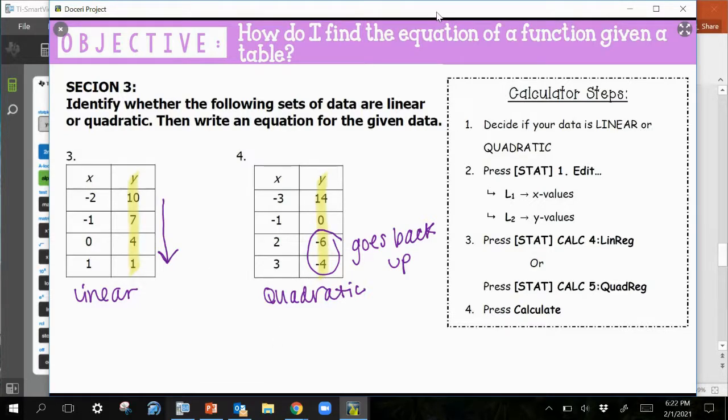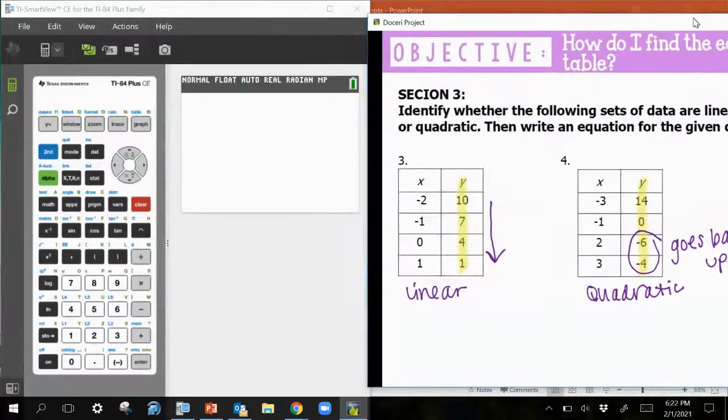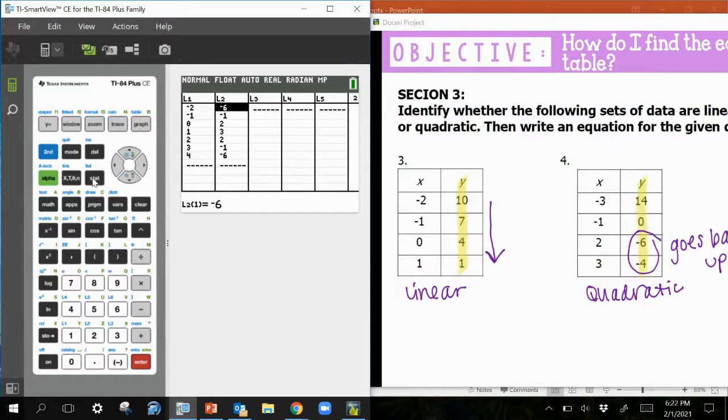So let's do 3 first. In 3, we already technically know the steps. This is when we're going to use our stat and put our values into L1 and L2, and then press 4, because that's our linear regression. All right, so let me move this over. All right, so we're going to press stat, which is by the left cursor. We want to edit because we want to put our table in.